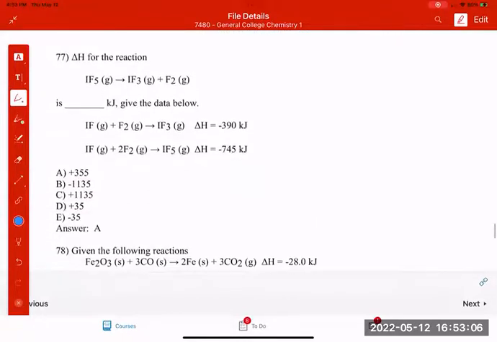Okay. Next is Hess's law. For the delta H for this reaction, this is your target reaction. Okay, this is the target reaction. And you are given the steps. So what will you look at in the target reaction?